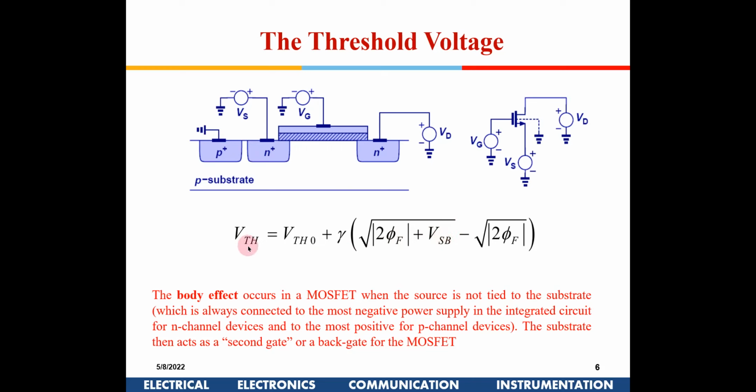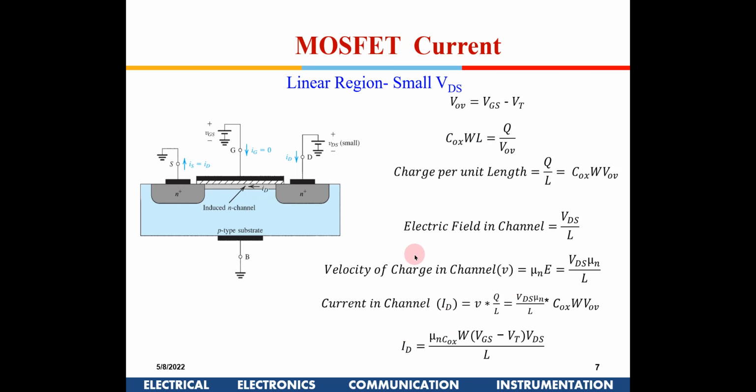Now the threshold voltage, VT0, is the threshold voltage without body bias, and this is the total threshold voltage considering the body bias also. So this is how the threshold voltage of a MOSFET is modified. This is just a quick revision of what we did in our VLSI classes.